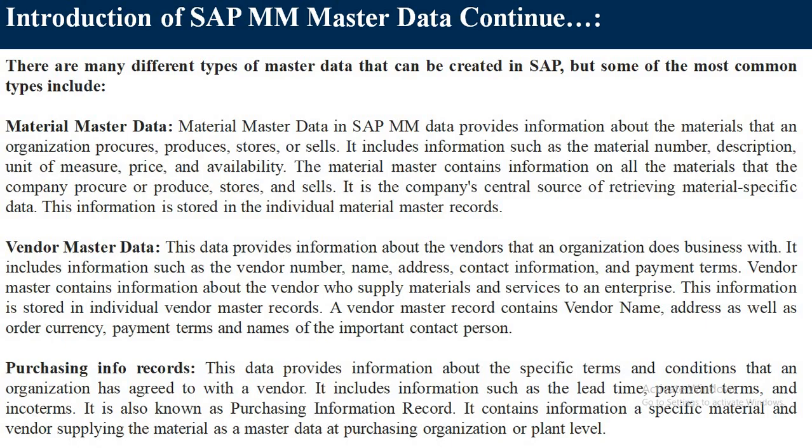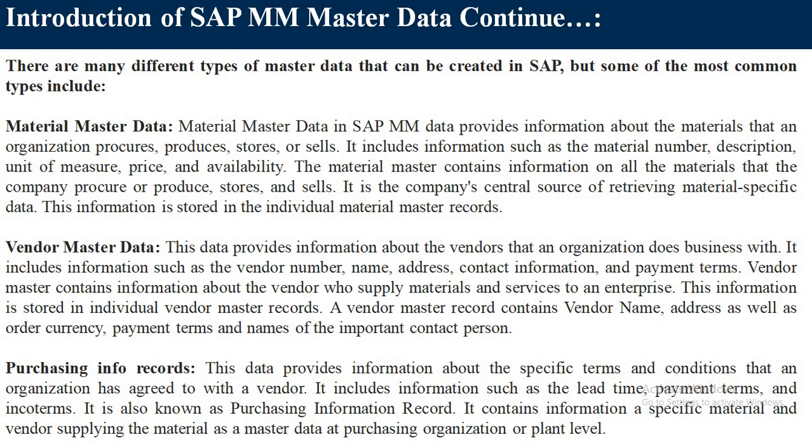The second one is the vendor master data. This data provides information about the vendor that an organization does business with. It includes information such as vendor number, name, address, contact information, and payment terms. Vendor master contains information about the vendor who supplies material and service to an enterprise or organization. This information is stored in the individual vendor master record. A vendor master record contains vendor name, address, as well as order currency, payment terms, and name of the important contact person.